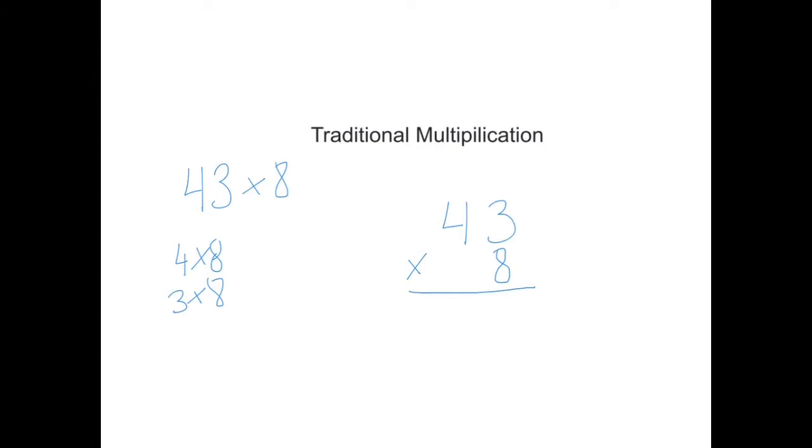Our bottom number is what I like to call the multiplier. That's what we use to multiply the other numbers. So you start in the ones place, and you work your way over. So the first thing I'm going to do is 8 times 3. That gives me 24. Now, similar to a traditional addition, we're going to write our ones place here, and we're going to carry the 2 to the top.